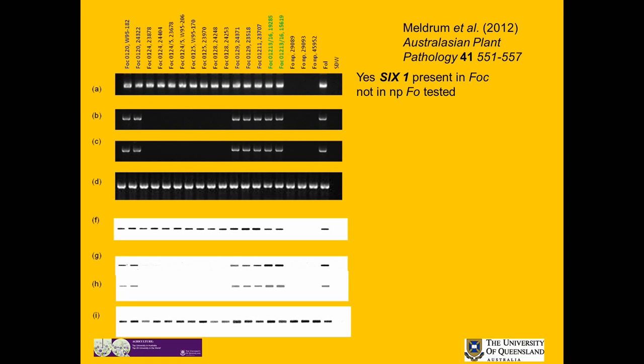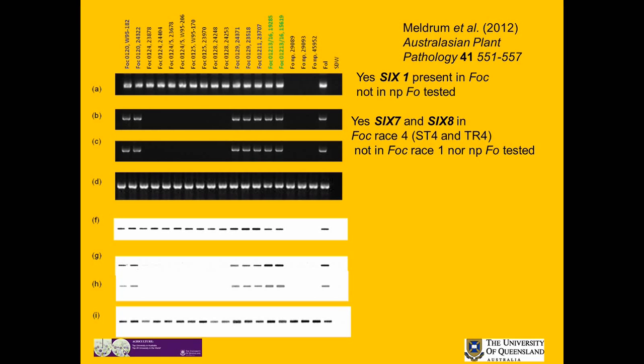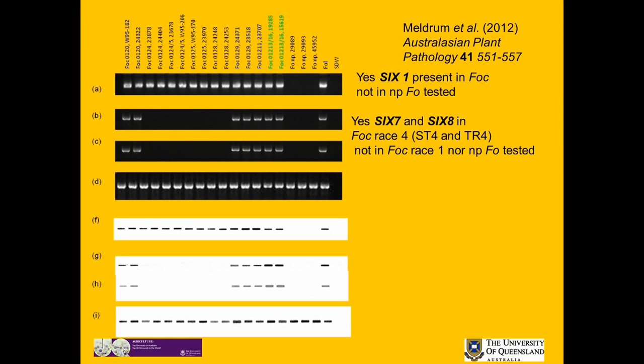And then we looked at some of the others. Again, Rachel and Sam looked at some of these others, and they found that 6.7 and 6.8 was able to discriminate between race 1 and race 4 isolates. So I think the green is tropical race 4, and the purple, which I can barely see here, is actually subtropical race 4. So you see these bands with PCR associated with them. So that was using PCR.